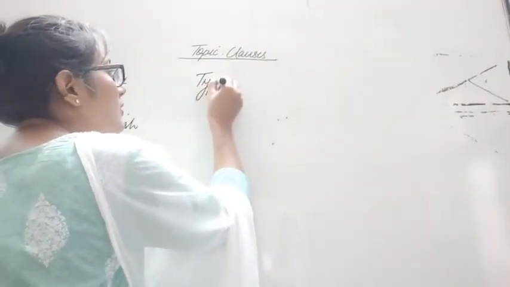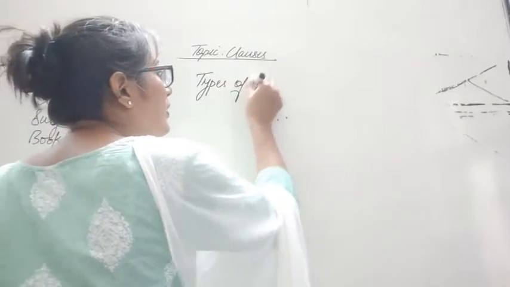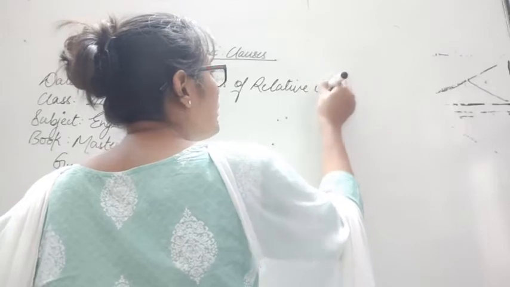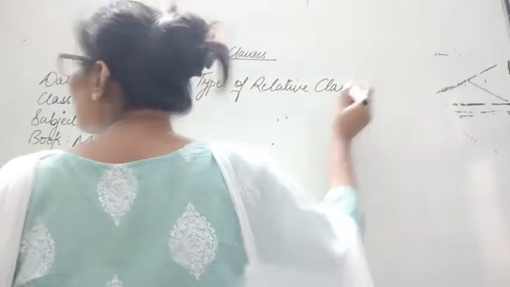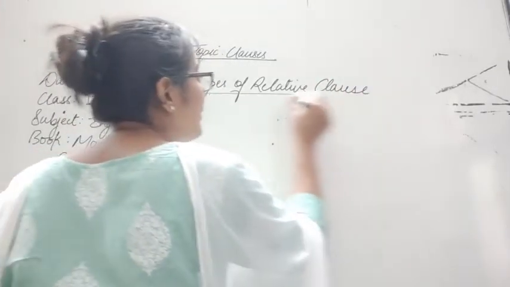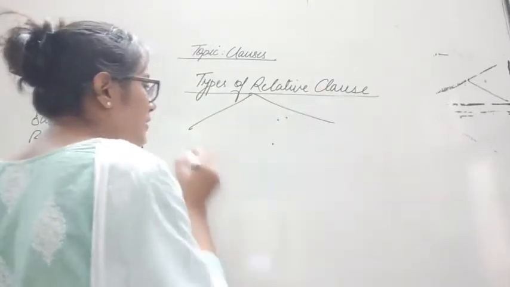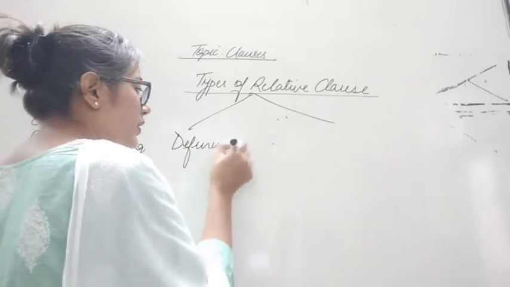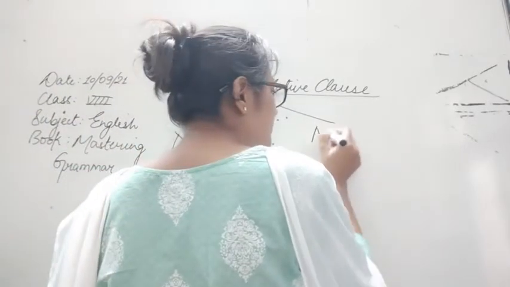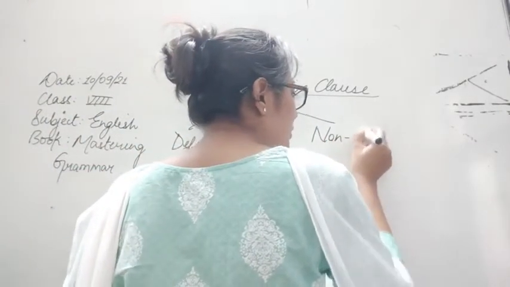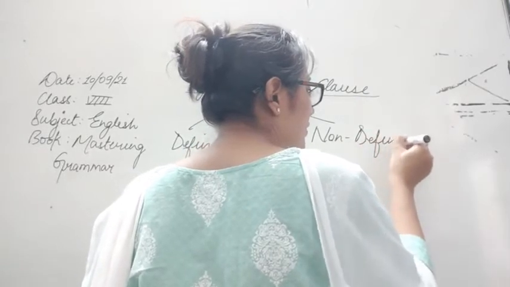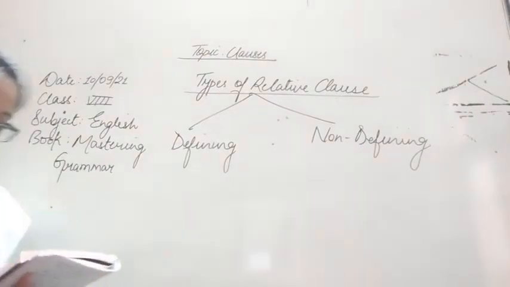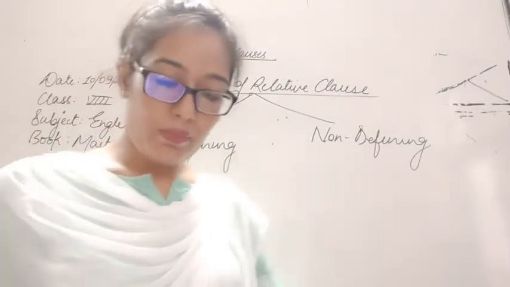Types of relative clause. There are two types: defining and non-defining. Okay, so we are going to talk about this.